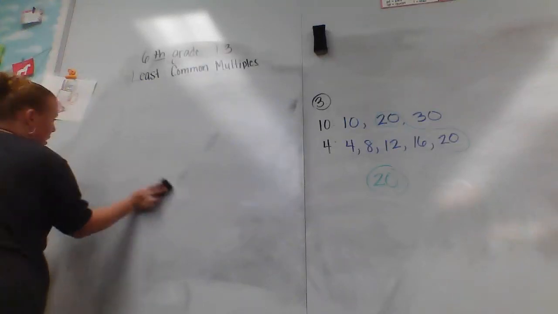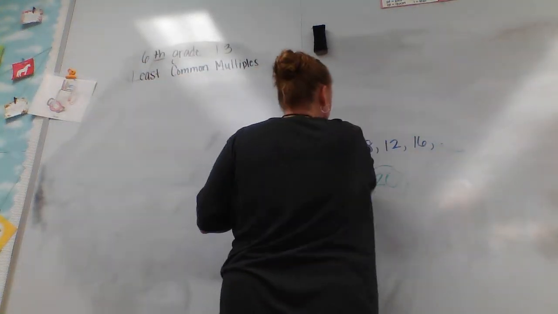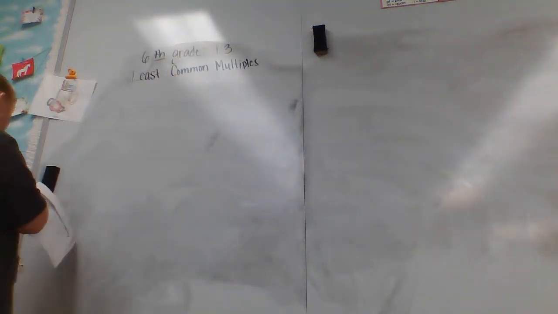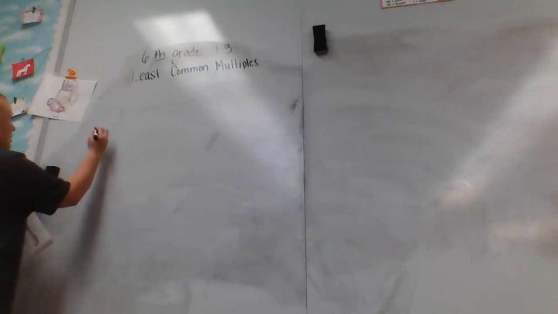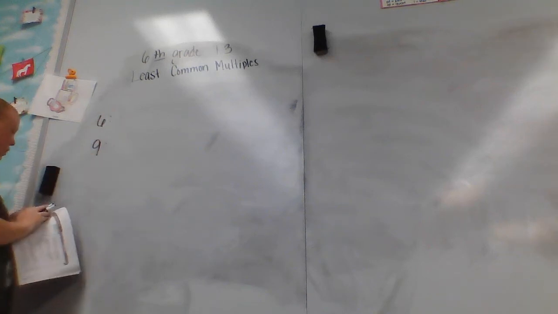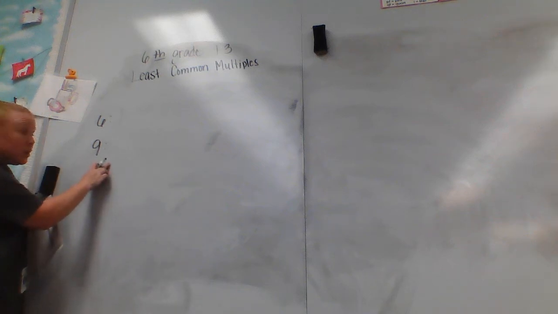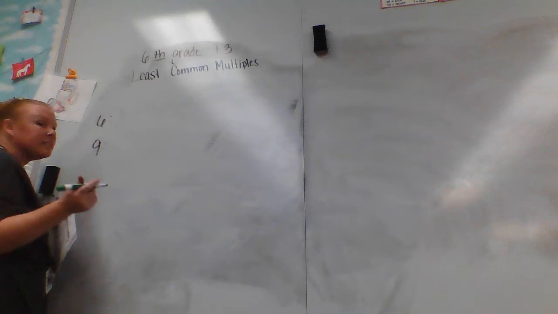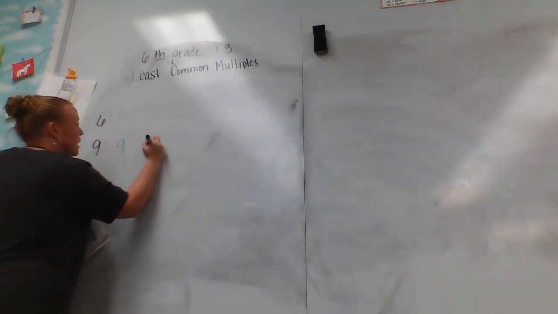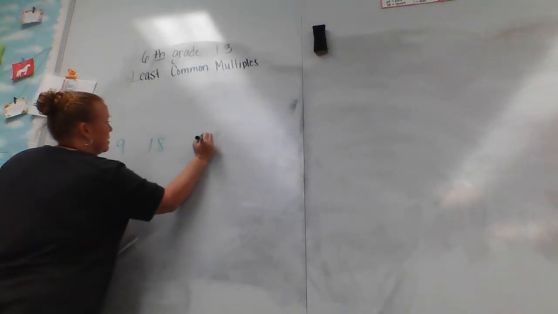You can always pause, go back, watch it again, do whatever you need to do. Okay? So we're going to do number 4. So we have 6 and we have 9. So your multiples for 9, because we're going to do the bigger one first, do 2 or 3 and see if we can then find it. Okay? So we have 9, we have 18, and we have 27.